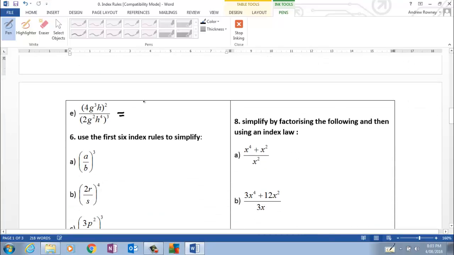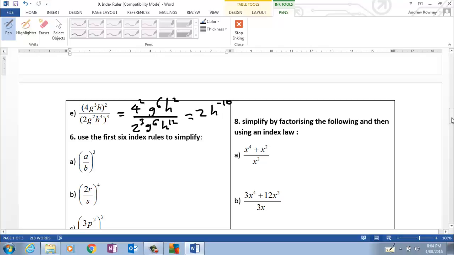E, 4 squared, so that's 4 squared times g6 times h2 over 2 cubed times g6 and h12. Now 4 squared is 16 and 2 cubed is 8, and 16 on 8 is 2. The g6 and g6 cancel, and the h2 and the h12, that's 2 take 12, which is minus 10.